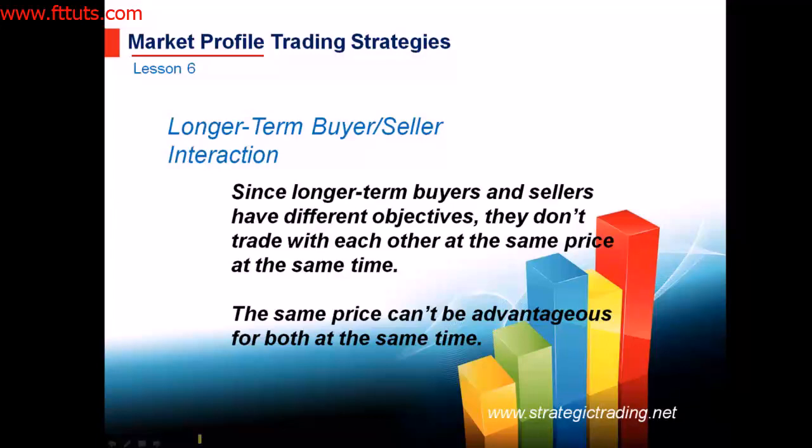These other players have different objectives. One of them wants to sell very high, and the other wants to buy very low. And so we will not often see them transacting with one another in the market. However, there are times when, in fact, they will transact with one another, and I will show you some of those instances. The same price can't always be advantageous for both at the same time.